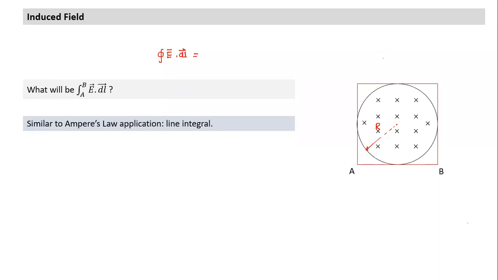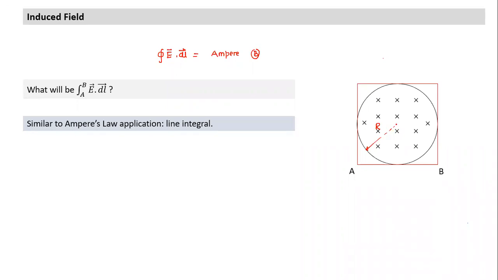We had a line integral over a loop in the case of Ampere's law. In Ampere's law also, what is the line integral? That was the line integral of the magnetic field. This also is a line integral of the electric field, the induced electric field. So in a way, there is a similarity between the two, and you notice this question is very similar to some of the questions we have done in the application of Ampere's law. Suppose I need to calculate the integral of E dot dl from A to B.